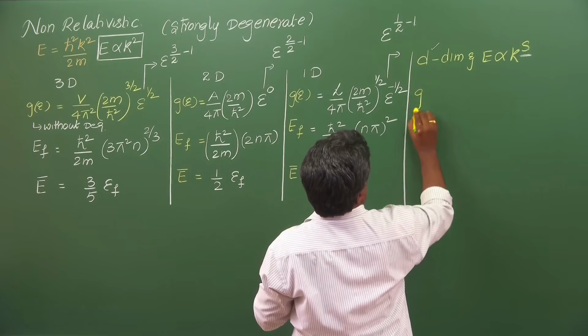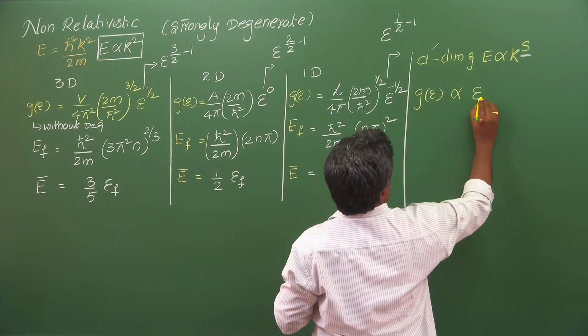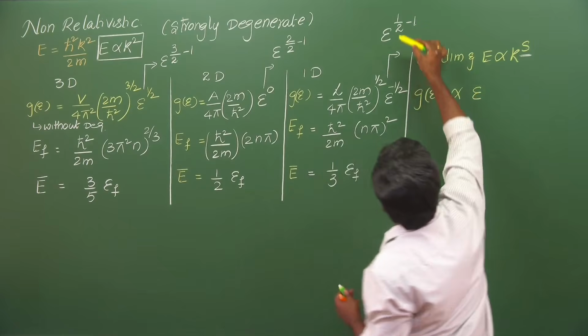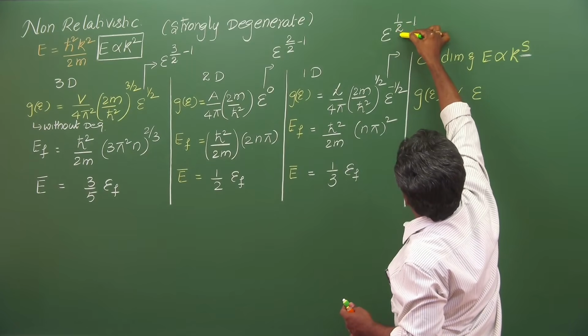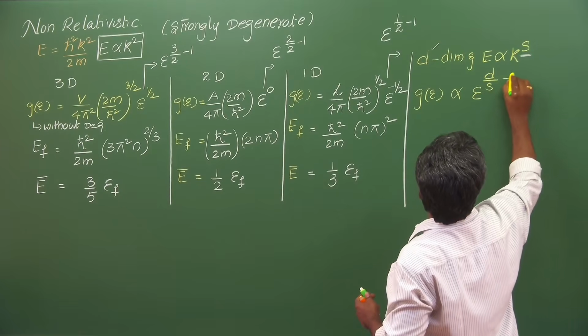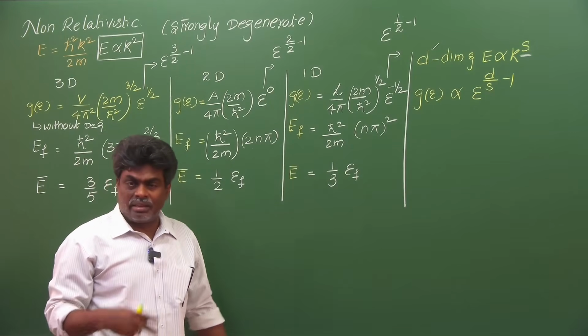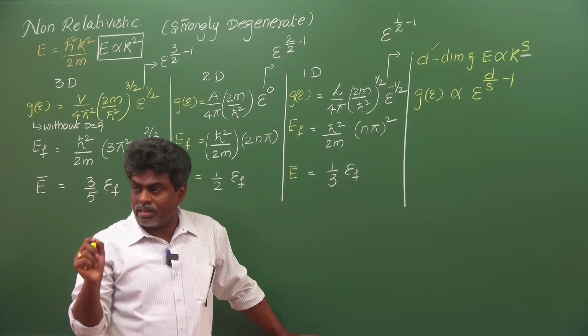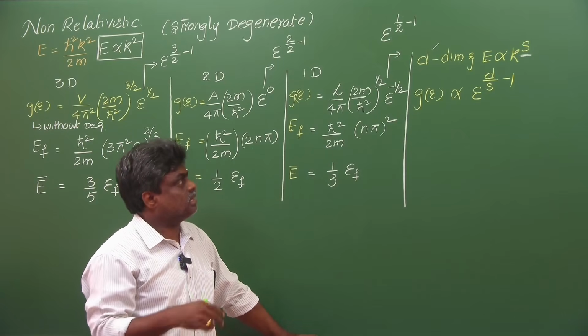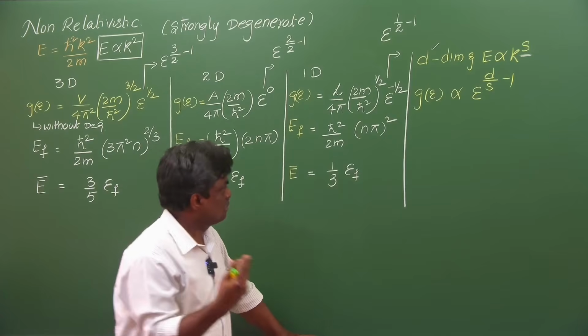Could you please tell me g of e, density of states, proportional to e power? Are you ready? Dimension by power minus 1. So the density of states, more general in the dimension d and the energy proportional to k power s: G of e is proportional to e power d by s minus 1.